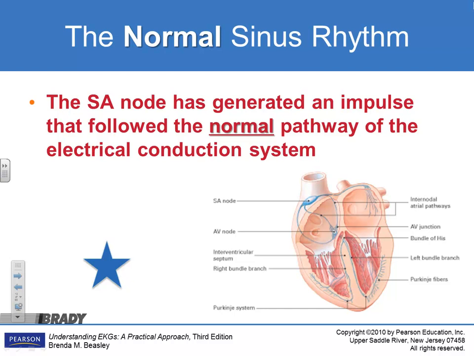Yeah, so in a normal sinus rhythm, the SA node is doing what it's supposed to do, and all the internodal pathways and the electrical system works the way it's supposed to work. So that makes it a normal sinus rhythm.